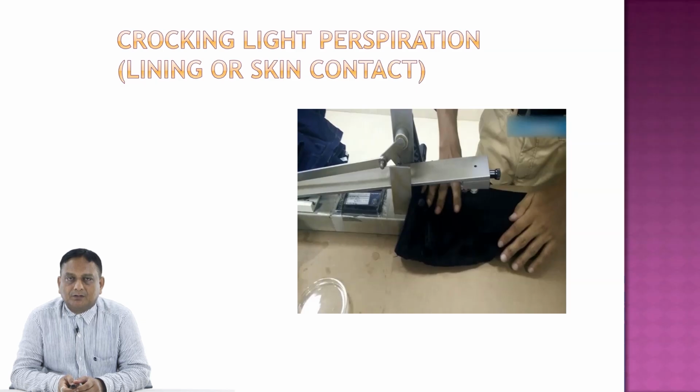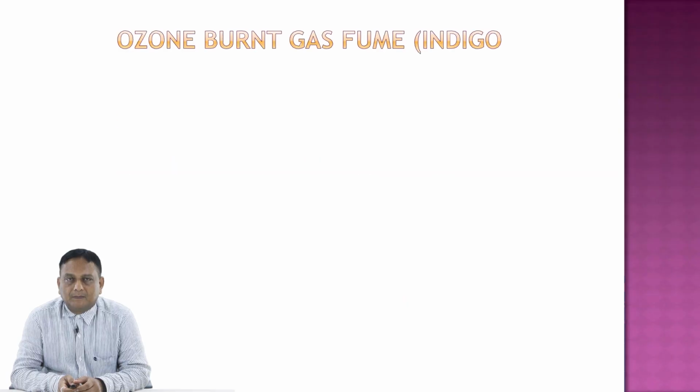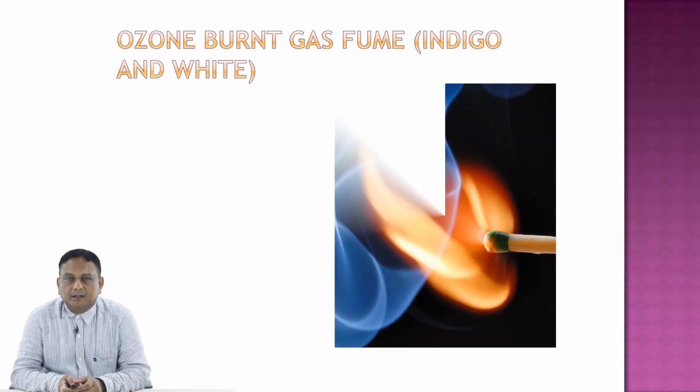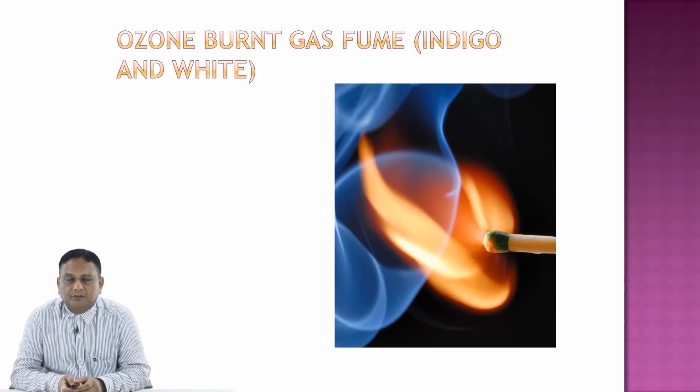And for lining or skin contact garments, it is very, very essential. Then comes the ozone test, that is colorfastness to ozone and colorfastness to burnt gas fumes. Normally for indigo and white colors, this kind of testing is done. Normally different types of nitrogen oxides and other burnt gases are there. So if a fabric is getting exposed to this, what will be the condition of the color? That is judged.